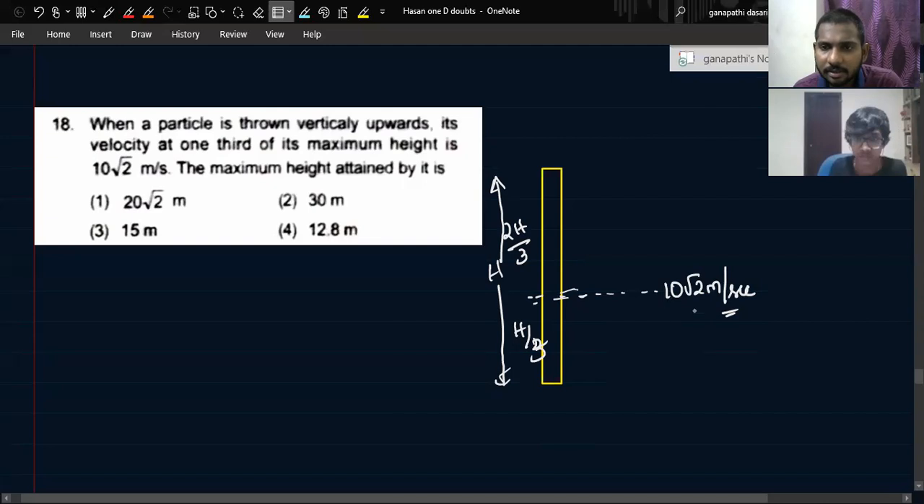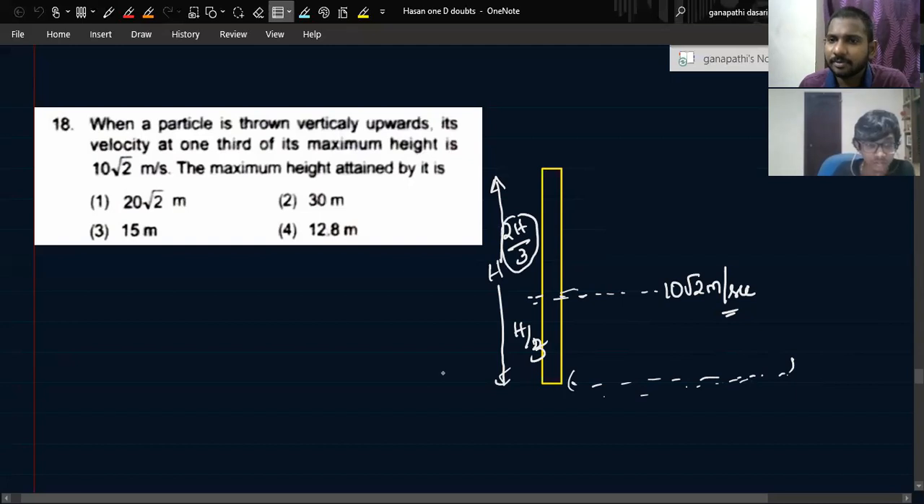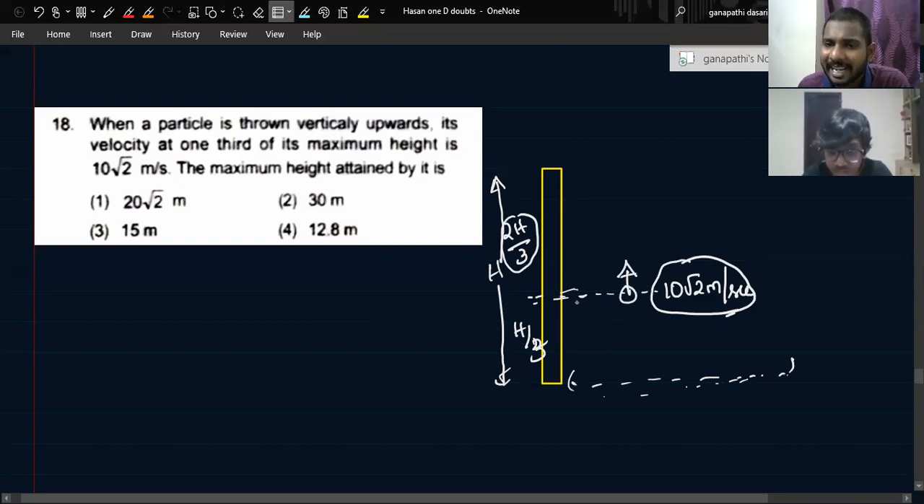Are you clear with this? Now, the question becomes simple if we don't think about the initial velocity. Sometimes we will think of finding out the initial velocity, but it is not required. You see, this is 2h/3, isn't it? 2h/3 we will consider as the maximum height for this velocity. Suppose you throw this ball with this 10 root 2 meter per second at this point, 2h/3 is the maximum height, isn't it?